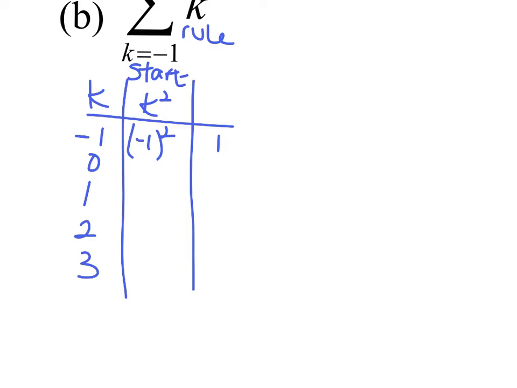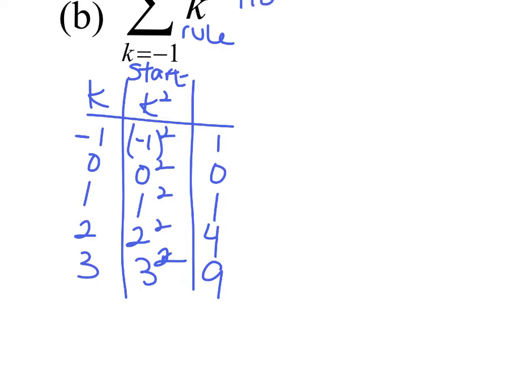If you're going to put it in your calculator, make sure you put the parentheses. 0 squared is 0. 1 squared is 1. 2 squared is 4. 3 squared is 9. But I have to add them all. So 1 plus 0 plus 1 plus 4 plus 9 is 15.